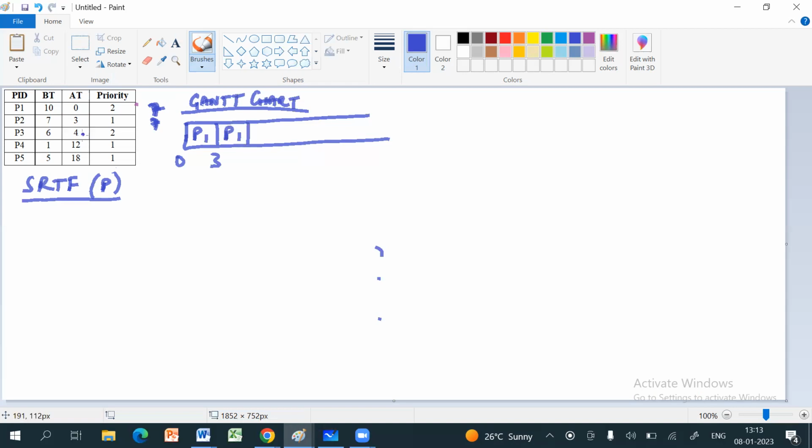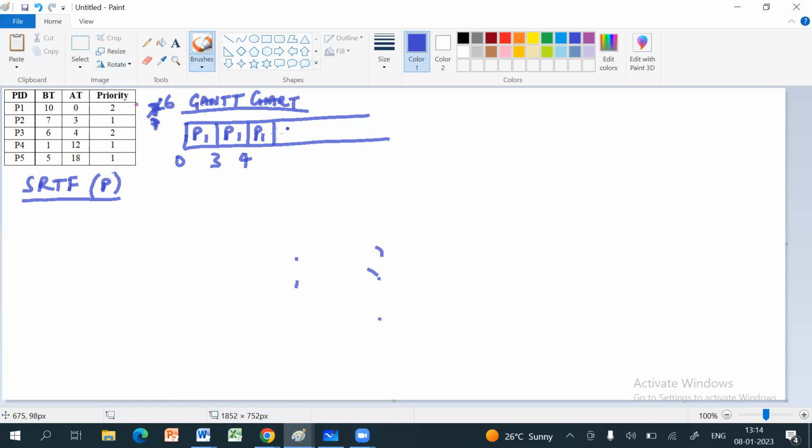The next interrupt is at 4 by P3. So obviously P1 will again be temporarily suspended at 4. The remaining time of P1 is now 6. And P3 again has a burst time of 6. So there's a tie again, right? So P1 will again be given a chance, and it will continue till its remaining time ends or whatever the next interrupt is.